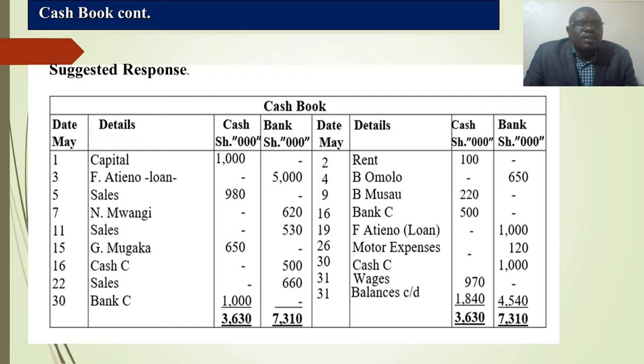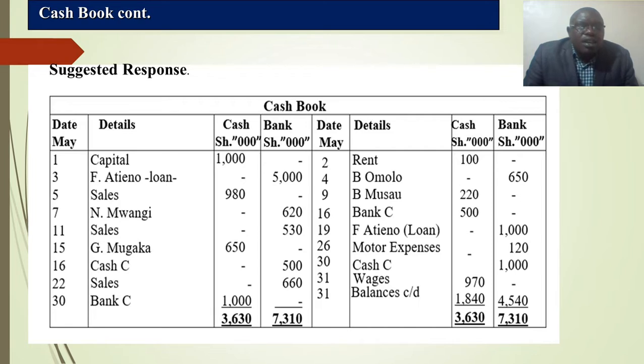Now let us look at the transaction on 19th. FRTNO was given or was paid 1 million Kenya shillings. On 26th of May, motor expenses were paid to a tune of 120,000 shillings by check, meaning the money left the bank and it went to pay motor expenses.